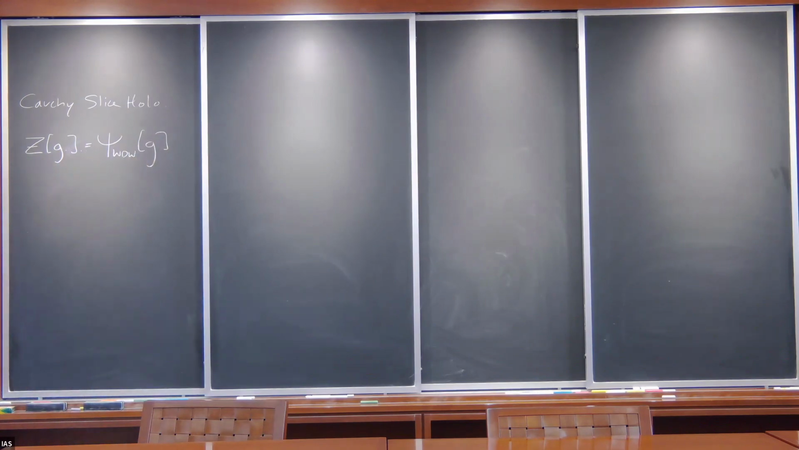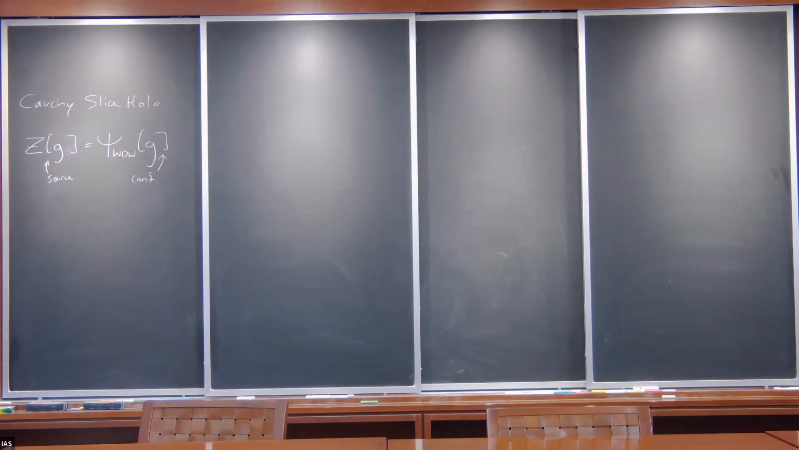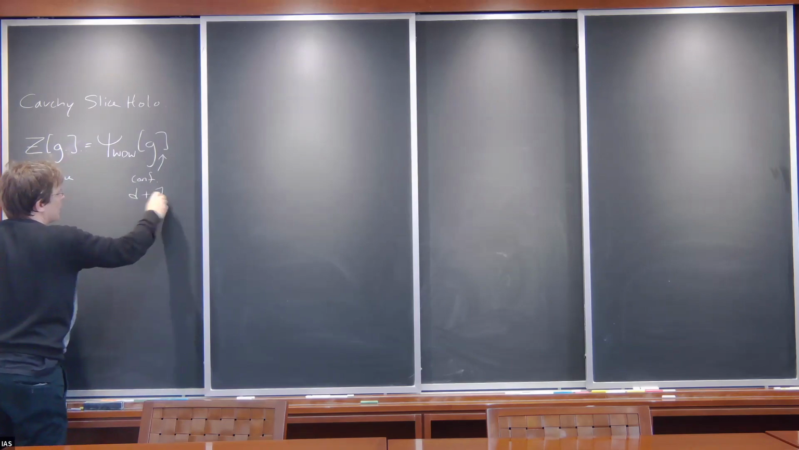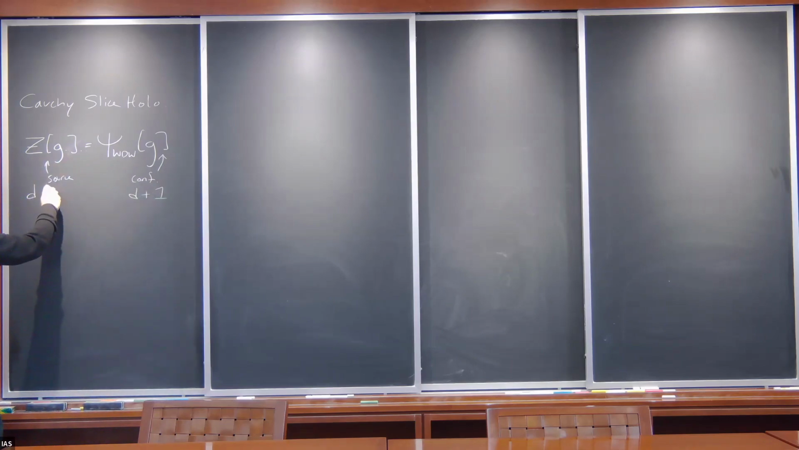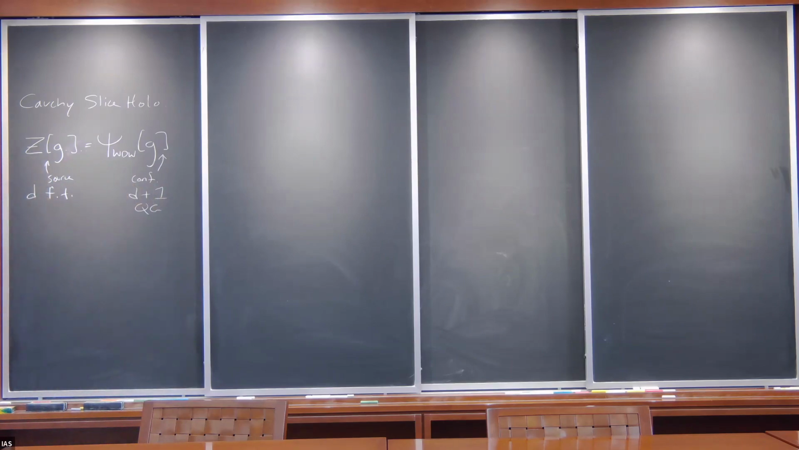of the same metric. So over here, you're regarding the metric as a source, and over here, you're regarding it as a configuration space variable. So there's an extra dimension here. So this is a d-dimensional field theory, and this is a d+1 quantum gravity. So this is a holographic dictionary. And it's going to turn out that the thing that does this for you is the TTbar deformation.